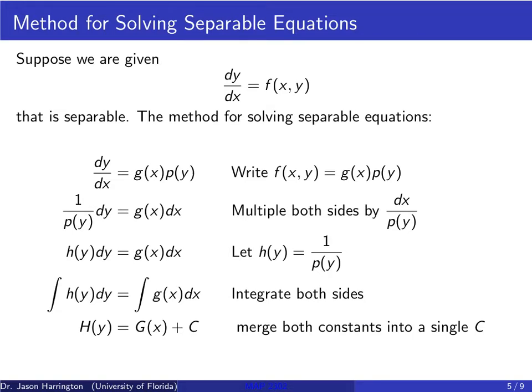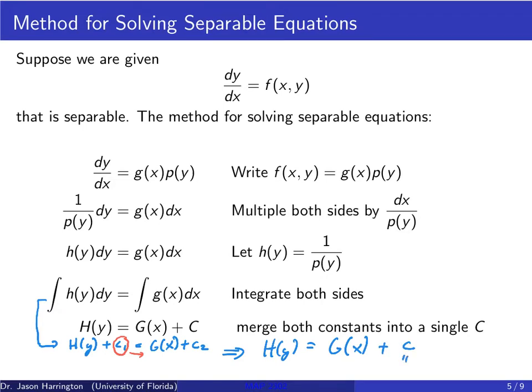Now really, let me just mention what's happening here at this step, just to make sure we're clear. This is going to be h of y plus a constant, and this right-hand side is going to be g of x plus another constant. The constants are different. But what I can do is bring the constant over to the right-hand side, and so now what I'll have is h of y is equal to g of x plus c, where that c is really just going to be c sub 2 minus c sub 1.